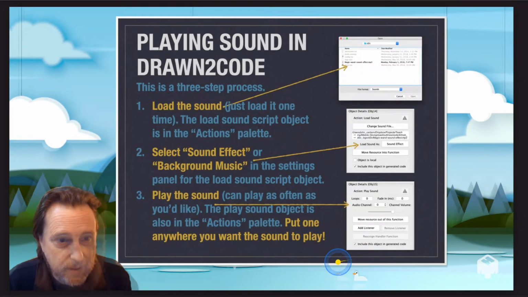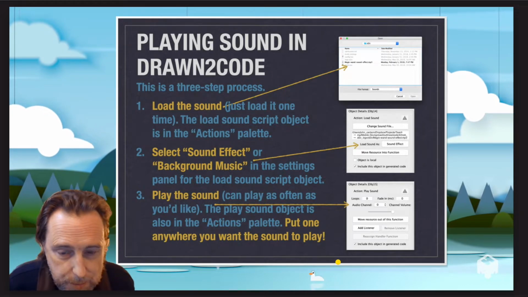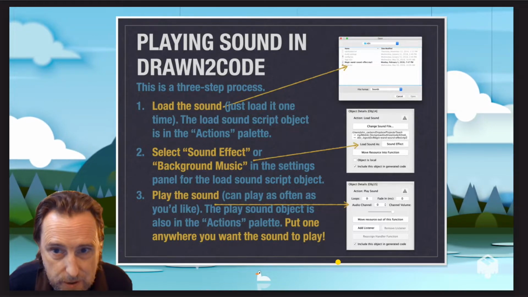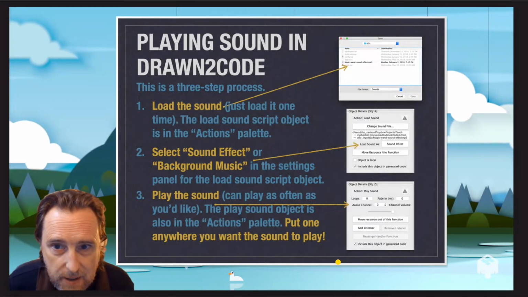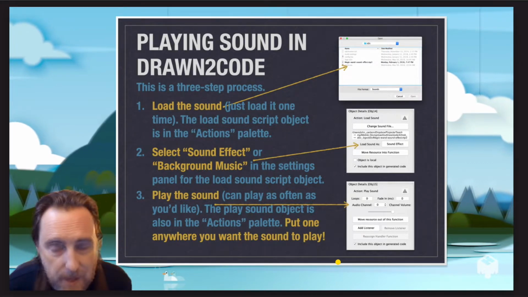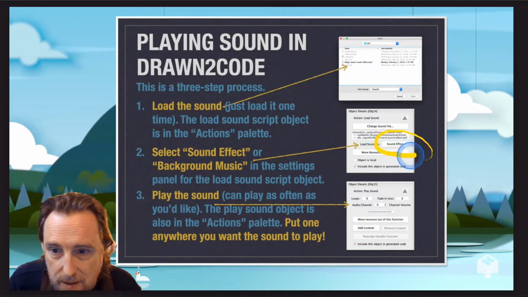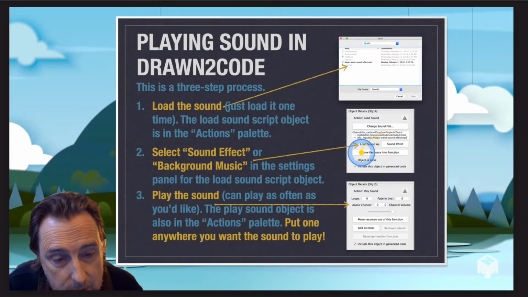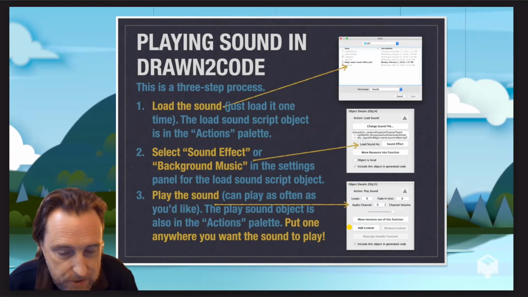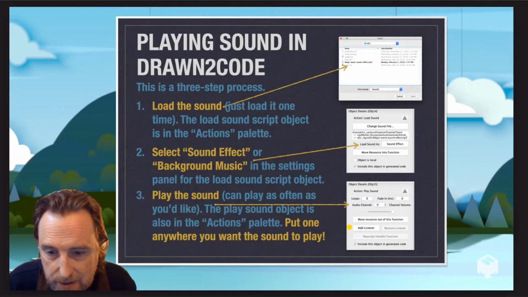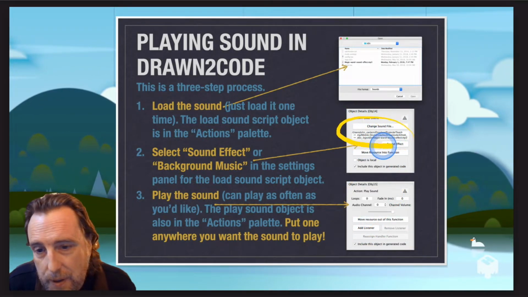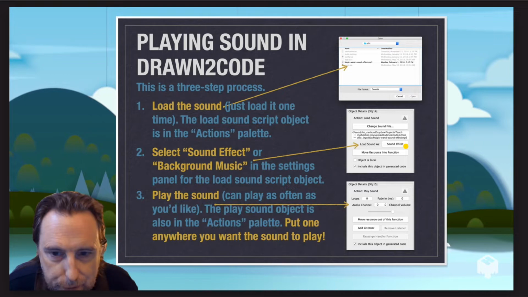In Drawing Code, the load sound and the play sound script objects are inside of the action palette. So you want to load it first using the load sound script object. It'll prompt you for a valid sound file on your system. And then you set it to be a sound effect or a background music. And then anytime you want to play it, you add a play sound action script object and put it where you want it in your stack. Drawing Code will give you a text description of where that sound file is.